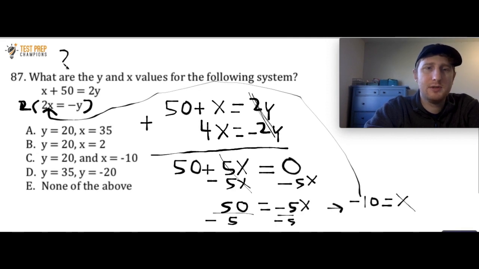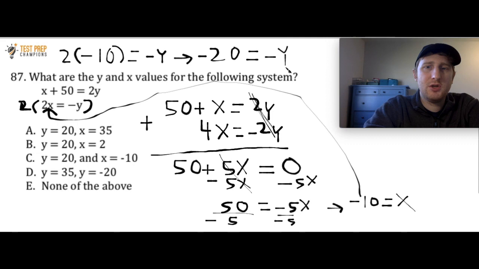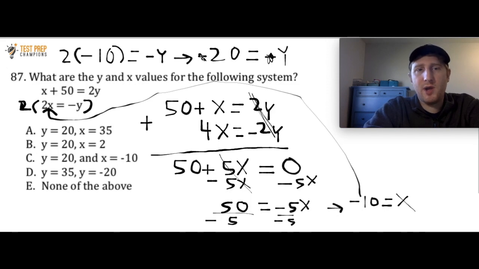So I do 2 times negative 10 equals negative y. All right, so 2 times negative 10 is negative 20. If I have negative 20 equals negative y, what I can do is cancel the negative on both sides here, and that leaves me with 20 equals y. So there you go. That's the speed run way to do it.